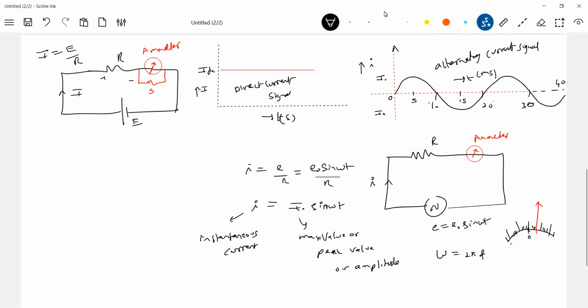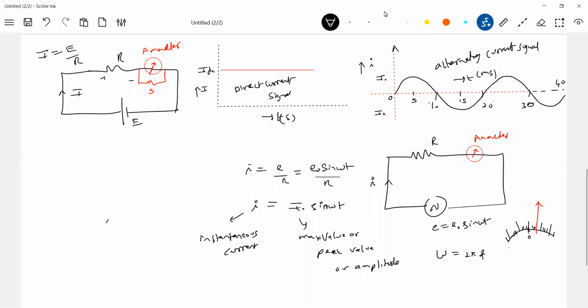They may ask you questions about these things practically. Actually, in the lab you can try it. The pointer will be at 0 only. If you decrease omega, of course we can generate an AC signal of low frequency, then you can see the pointer oscillating.